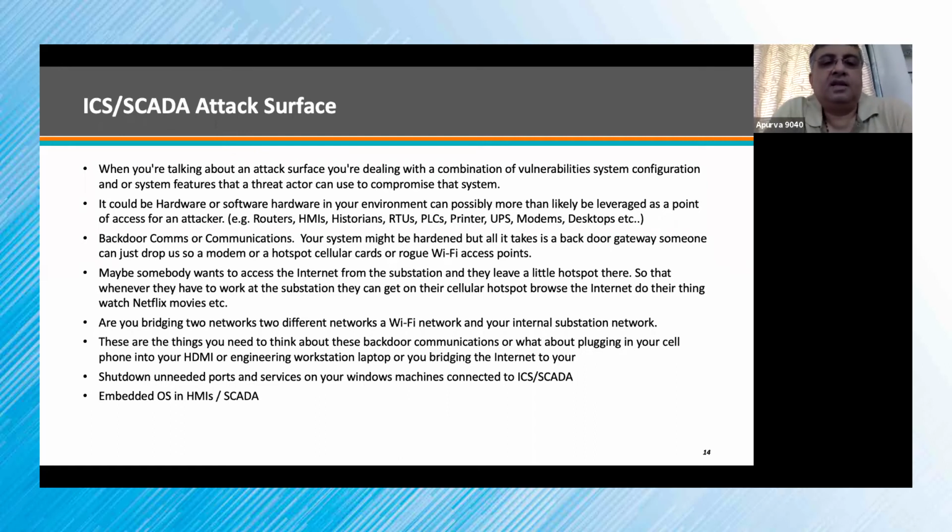Then again, the network. If you want to bridge your IT and OT network, as I already spoke about, you have to have a segregation of your network. If not physical, you have at least a virtual segregation where your IT and OT networks are separate. You don't have your internal substation network directly connected with your Wi-Fi network, because the internal substation network is very critical.